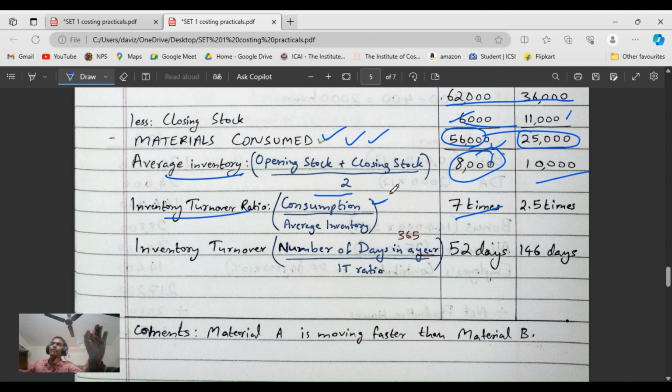Consumption by average inventory. Consumption means material consumed. Average inventory we found here. Just divide. So we get here 2.5 times and 7 times.